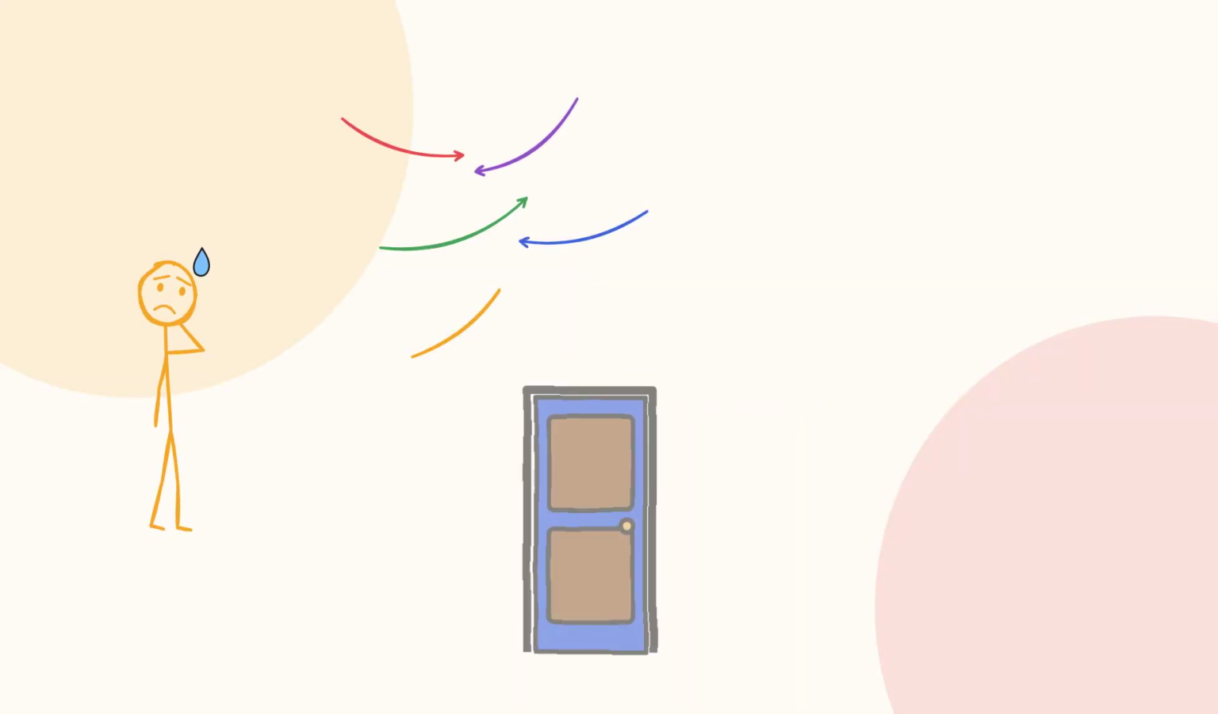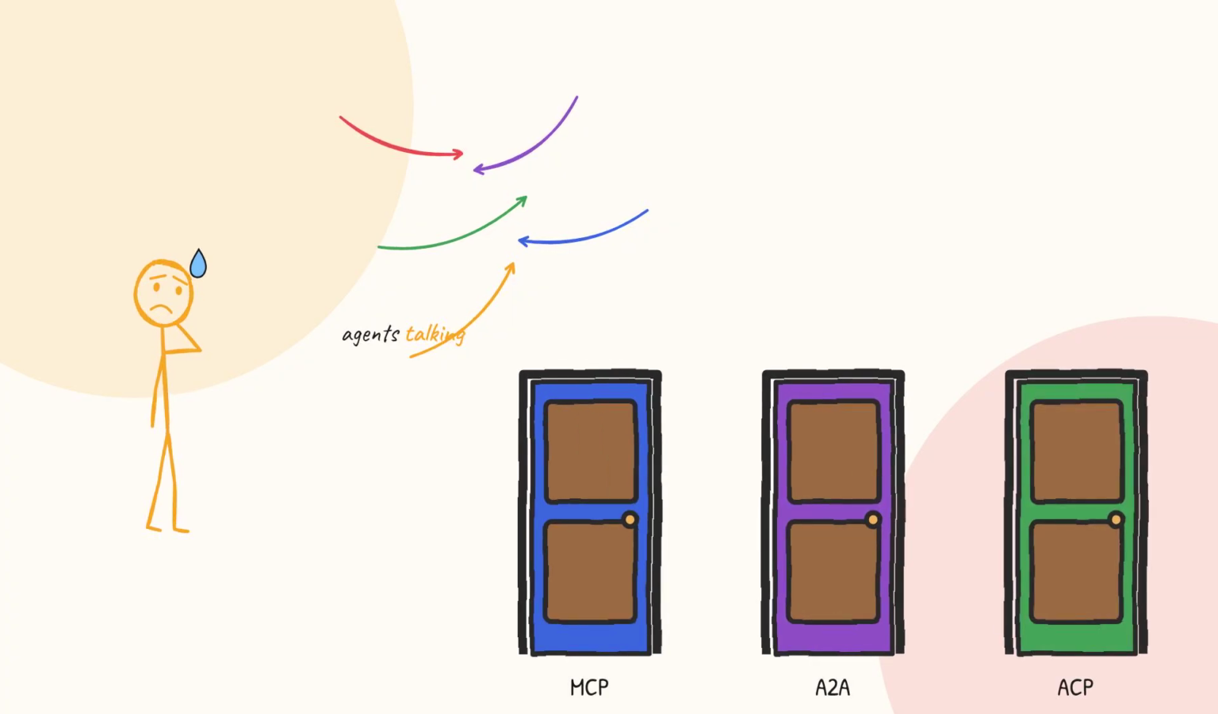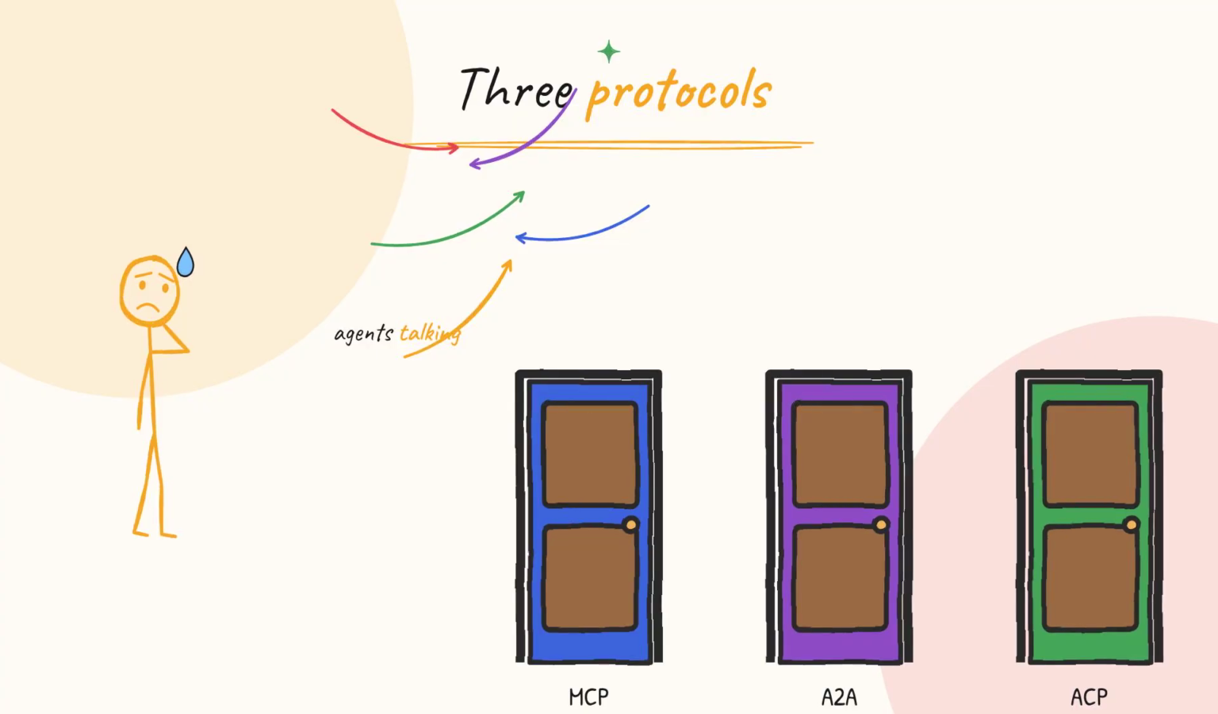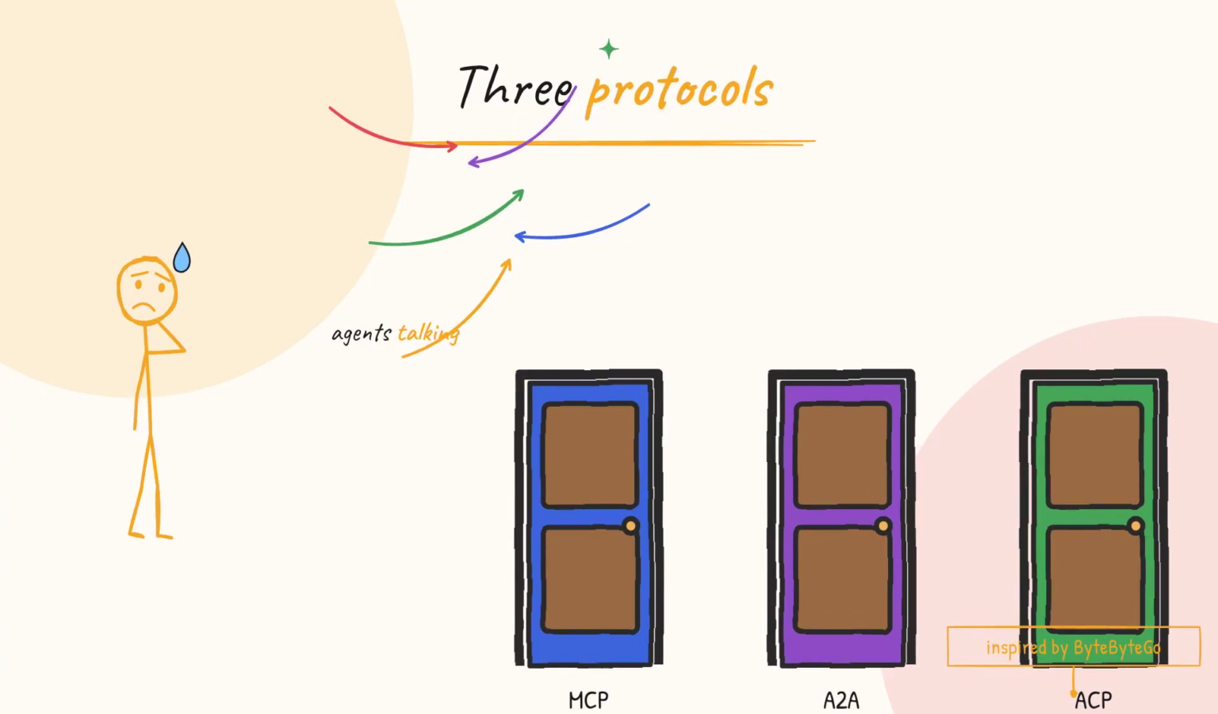Every AI agent diagram looks like tangled spaghetti wires, so let's untangle it. 3 protocols get agents talking: MCP, A2A, and ACP. Same skeleton, wildly different jobs.